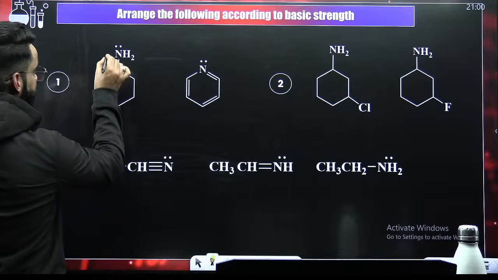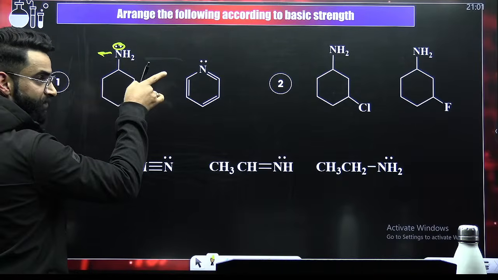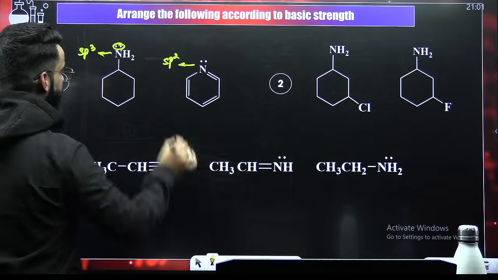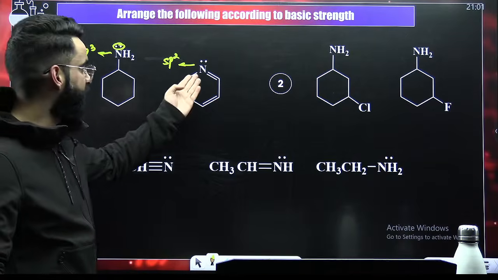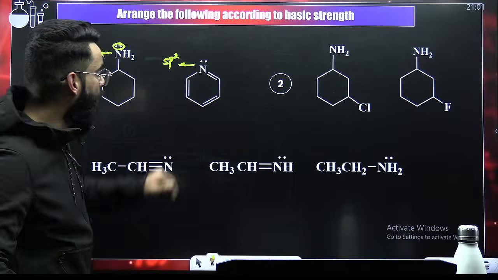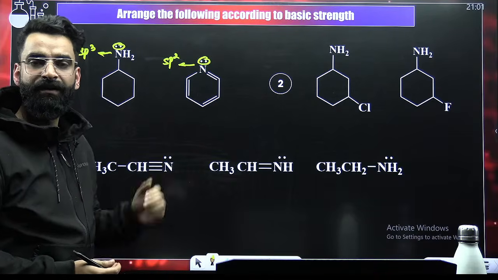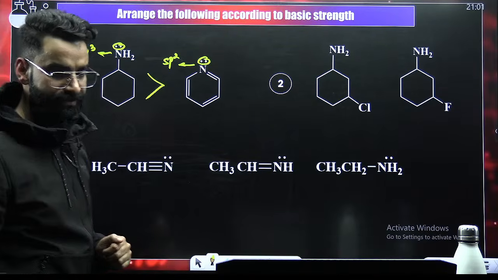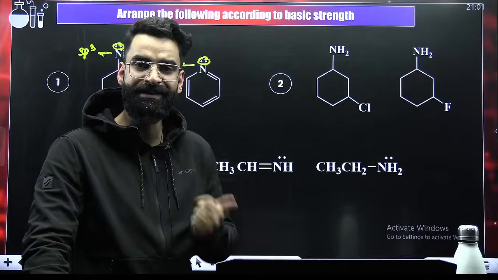Now see, if you look at this particular nitrogen, it is forming 3 sigma bonds and 1 lone pair. So 3 plus 1, 4. That means this is sp3 hybridized. This nitrogen is sp2 hybridized. Right? Where is the s character more? S character is more here. More s character means this nitrogen will be holding its lone pair firmly. So which one can donate the lone pair easily? This can donate the lone pair easily. And that particular species wherein the lone pair can be donated easily is more basic.